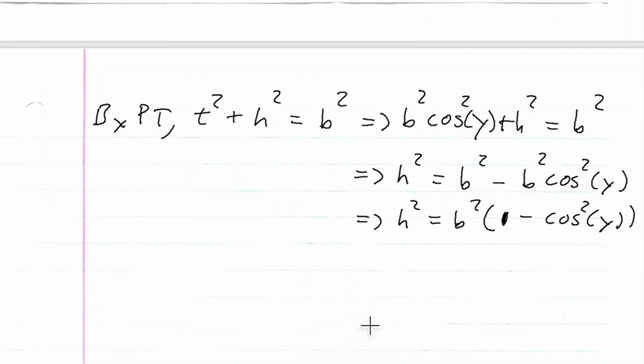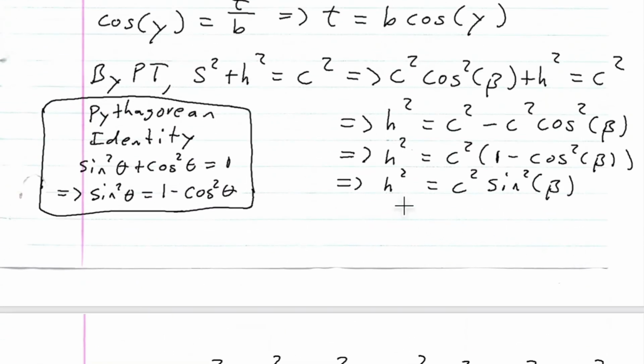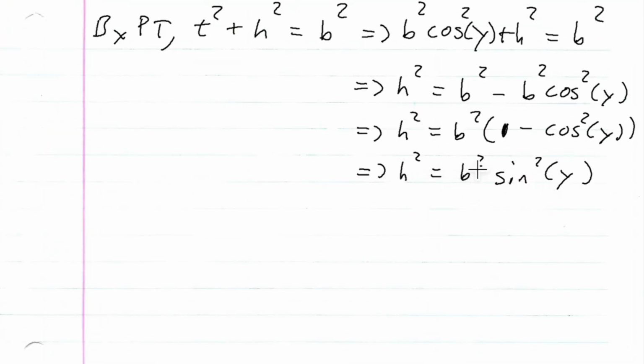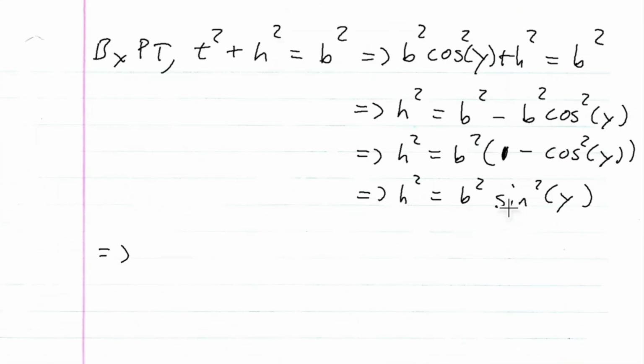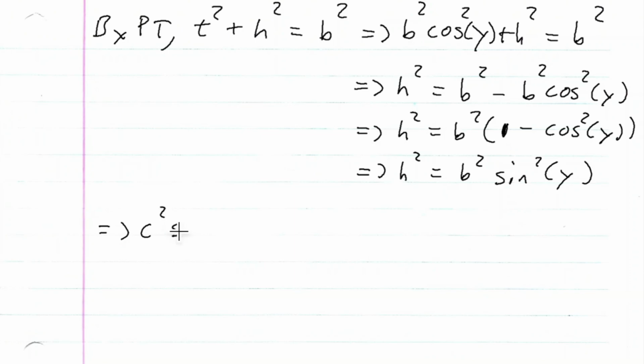And then that's just h squared is equal to b squared sine squared y. So look at what I have. I have h squared is equal to c squared sine squared beta, and h squared is equal to b squared sine squared y. So, of course, this implies that c squared sine squared beta is equal to b squared sine squared y. And you'll see why I have this and why this is important.